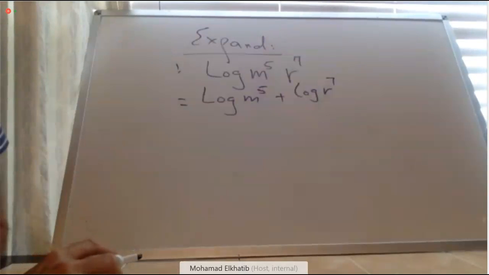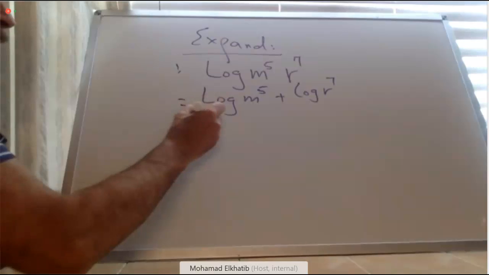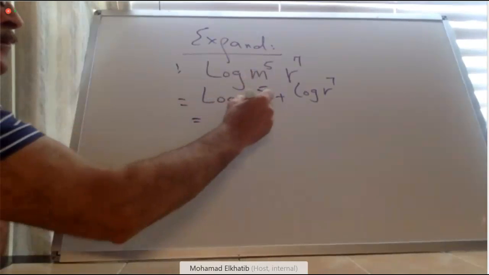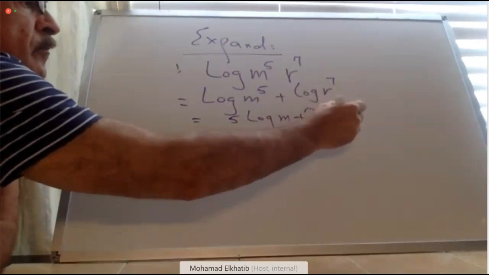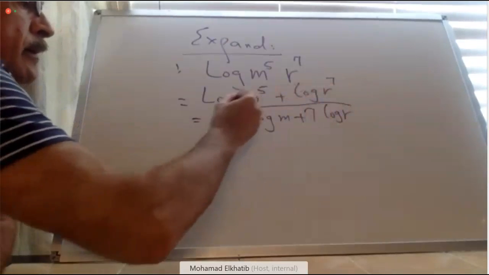Okay? Now I can still make this bigger by using property 3. What does property 3 say? I can bring the exponent to the front. And there would be my answer.